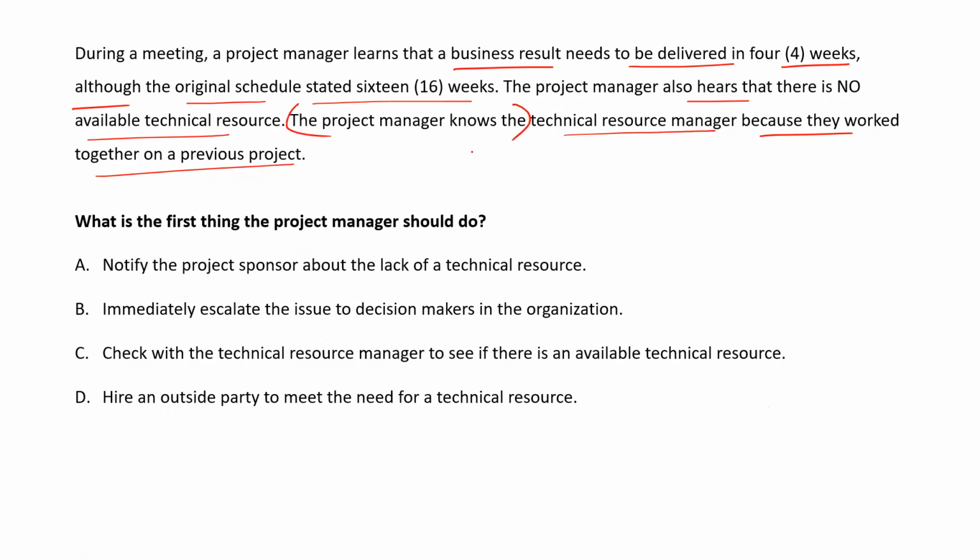Now there is a situation where you need some technical resources and you heard that there are none, but you know the technical resource manager. So you can use your influencing skills and negotiation skills with him. What is the first thing as a project manager you should do? Notify the sponsor, immediately escalate the issue to a decision maker, check with the technical resource manager, or hire an outside party. And I think if you know the basic understanding, you can easily answer it. Yes, Thomas, your answer is correct.